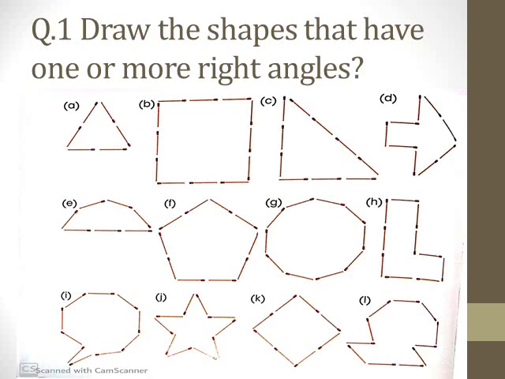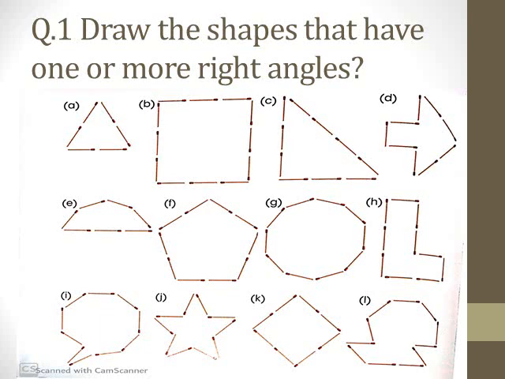Now we come to the exercise question, which is on page number 111, and that is asking, draw the shapes that have one or more right angles. So you have different shapes here, and these shapes are actually made with the help of matchsticks: A, B, C, D, E, F, G, H, I, J, K, L. First you have to identify how many of them have right angles, and then you have to draw these shapes. Whether a shape has one or more than one right angle, we have to draw all.